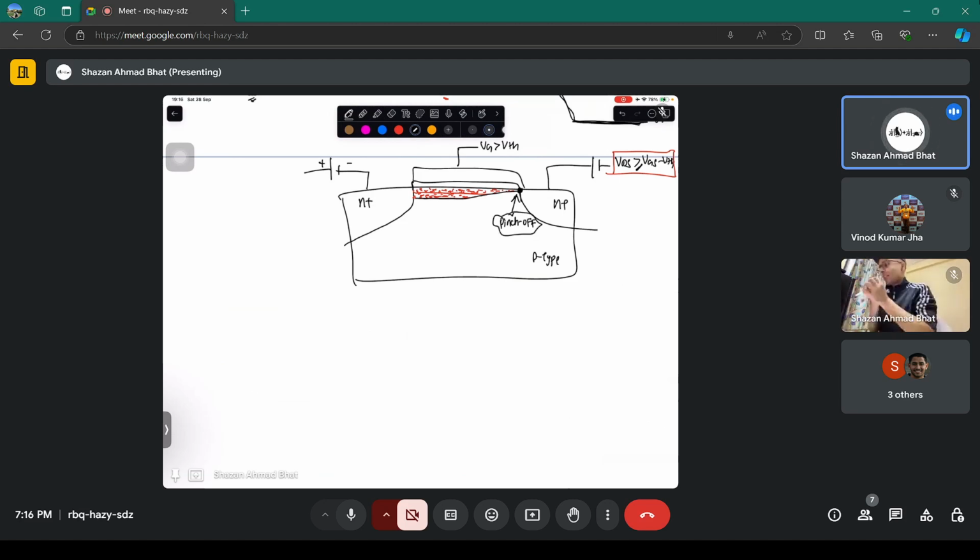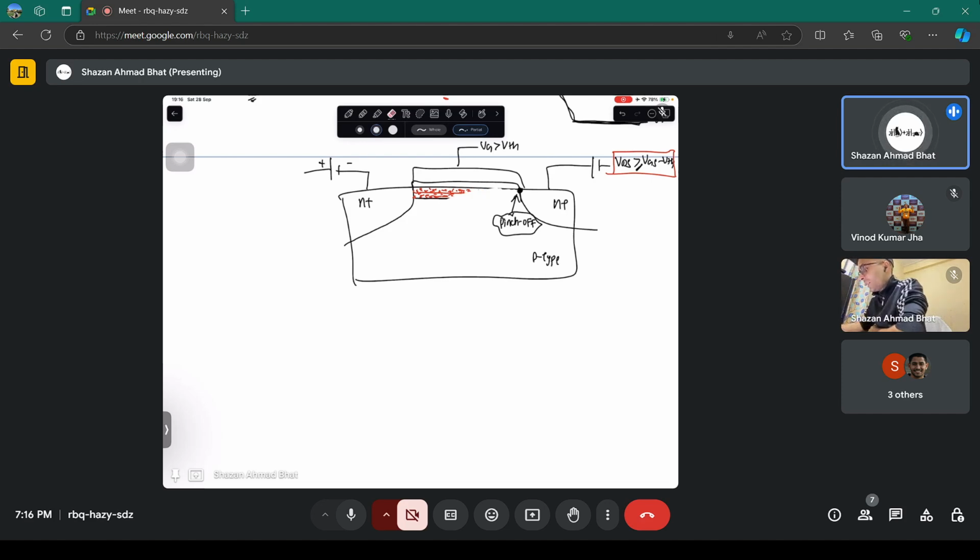Pinch off means it's like a pinch of something. It's like a little bit of charge present there, or negligible. And now it so happens that if you go on increasing the drain to source voltage beyond this value, the channel or the charge further reduces and it shifts. Go on increasing the drain voltage further, it shifts like this.